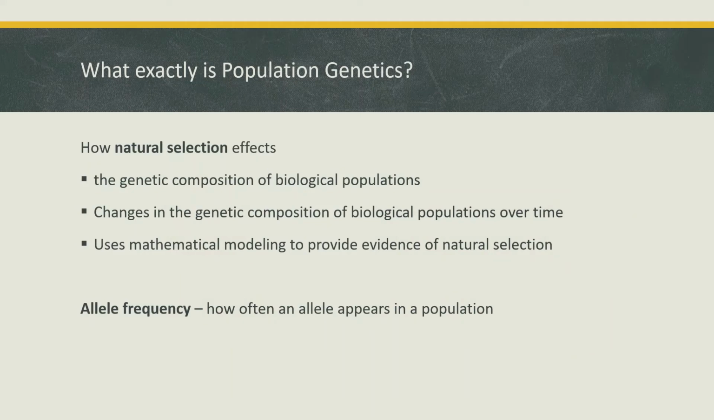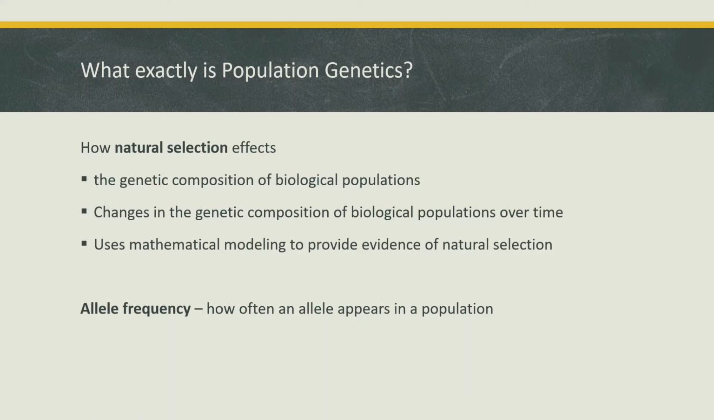But before we go any further, let's get a working understanding of what population genetics means. The field of population genetics uses the genetic composition of biological populations and changes in that genetic composition over time to show how genes and traits influence natural selection. Population geneticists use mathematical models to provide evidence of this work.